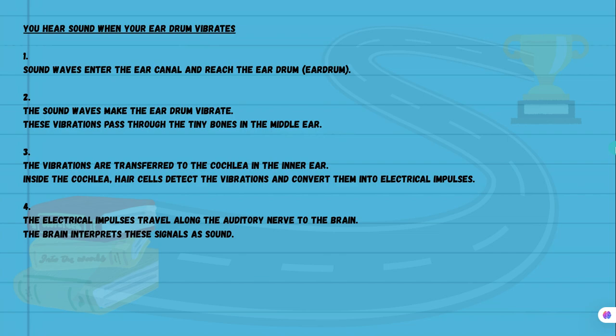Inside the cochlea, hair cells detect the vibrations and convert them into electrical impulses. The electrical impulses travel along the auditory nerve to the brain. The brain interprets these signals as sound.